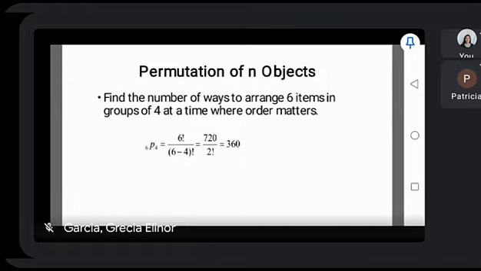Permutation of n objects. Find the number of ways to arrange 6 items in groups of 4 at a time where order matters. Permutation of 6 taken 4 at a time equals 6 factorial divided by 6 minus 4 factorial, equals 720 divided by 2 factorial, equals 360.